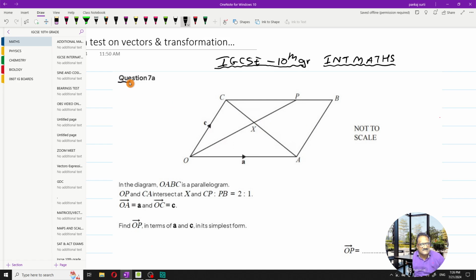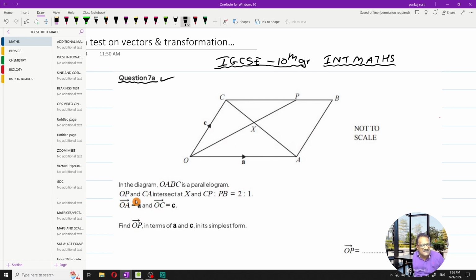Question number 7, we are going to start with question number 7a. Now this is the diagram given to you, and this is the information given regarding this diagram. In the diagram, OABC, can you see this? It is a parallelogram. So obviously OA will be equal to BC, and of course it will be parallel also. And at the same time OC will be equal to AB, and they will be parallel. Opposite sides will be parallel as well as equal. That is the property of a parallelogram, right?